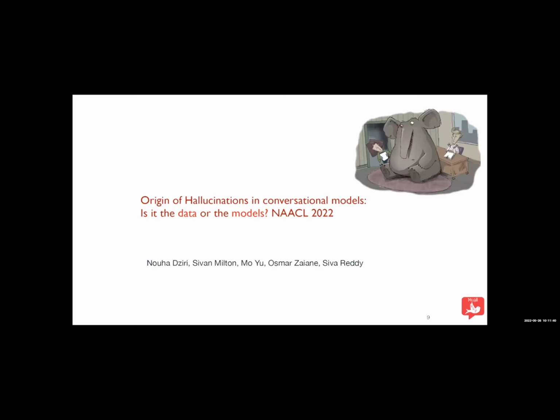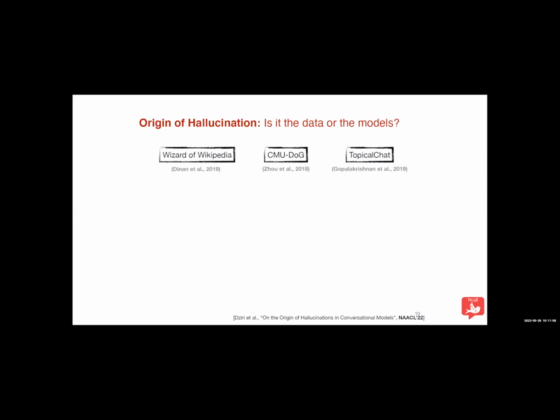So this is a paper that we have at ACL 2022 to be presented. We investigated where the hallucinations are coming from, why these models, even though they're retrieval-based models. Is it because of the data sets that they are built on, or is it because of the models that we have this hallucination phenomenon? So we took the very popular data sets for conversation, document-grounded conversational models: Wizard of Wikipedia, CMU-DoG, Topical-Chat, very big data sets.